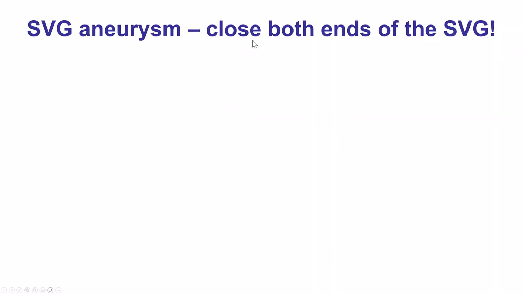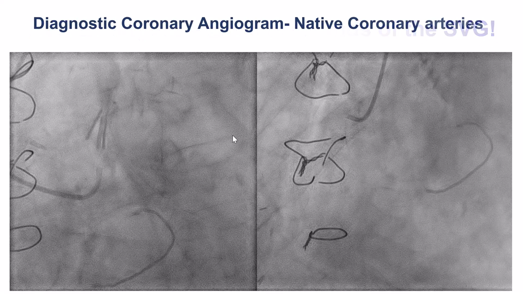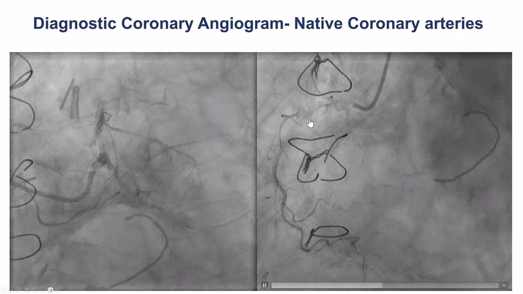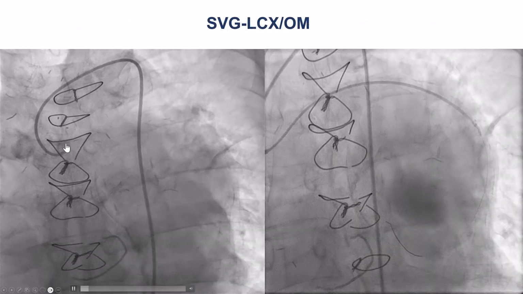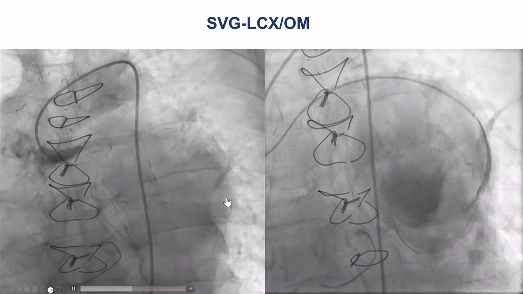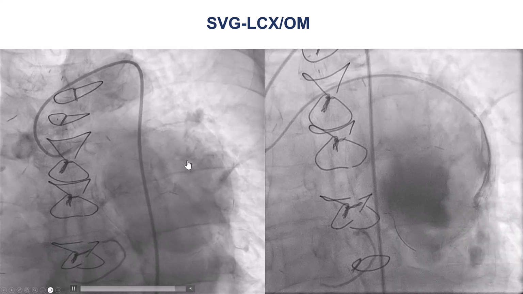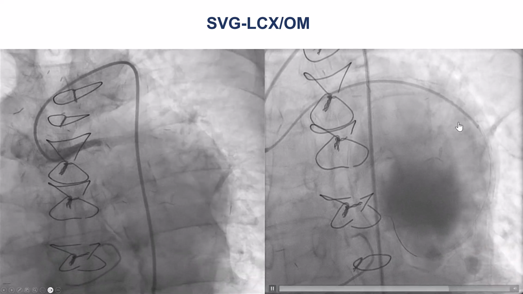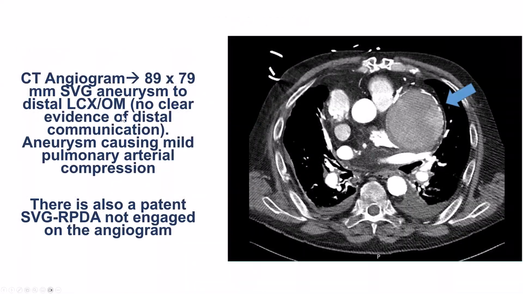Here is how it should be done. This is a case in which both ends of the aneurysmal vein graft were occluded. This was a patient with previous bypass again that had this very large aneurysm of the saphenous vein graft to the obtuse marginal branch. So a huge cavity. It measured 89 by 79 millimeters on the coronary CT.